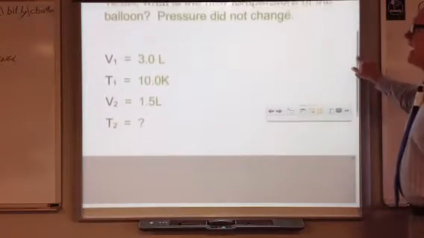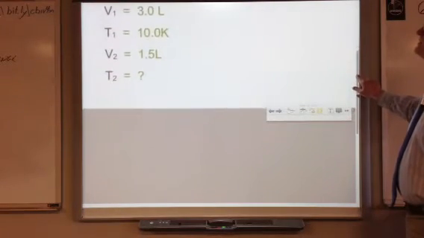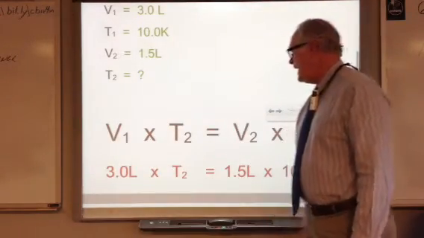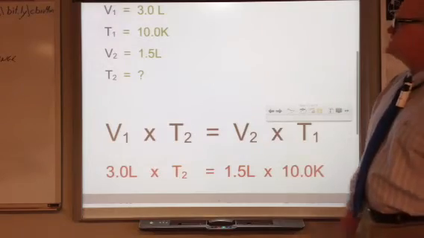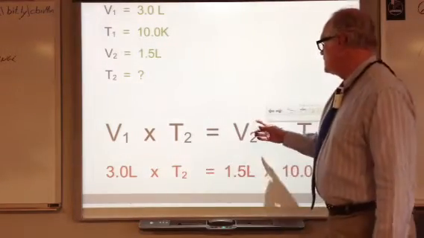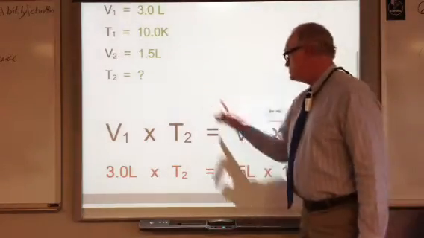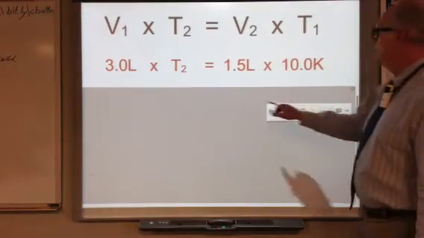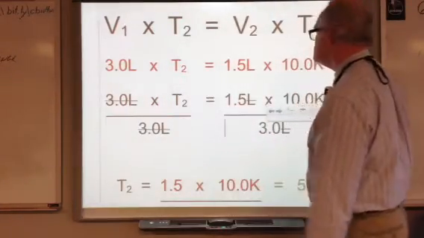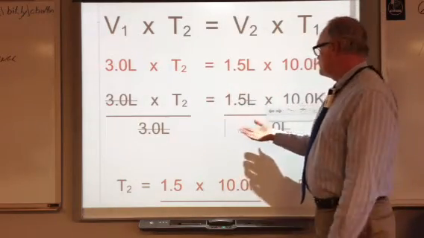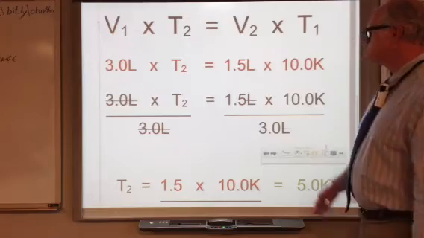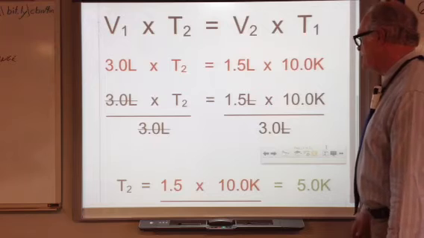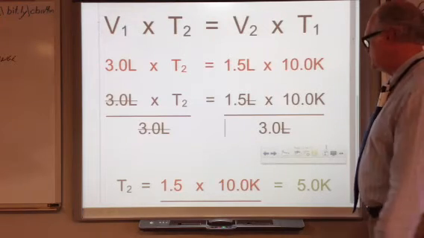And let's do that by taking our equation for Charles' law. Here it comes. And substituting what we know into the equation. So we know V1, we don't know T2, we know V2, and we know T1. And from there, it's a matter of doing a little math. We can divide both sides by 3.0 liters. We can cancel out things that are in the numerator and denominators of our fraction, and we end up with a temperature in Kelvin of 5.0.